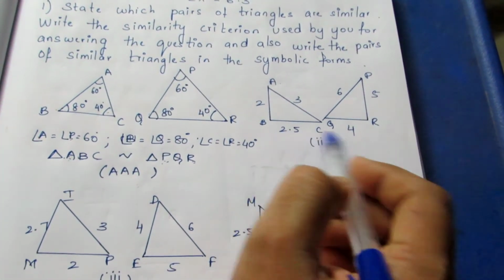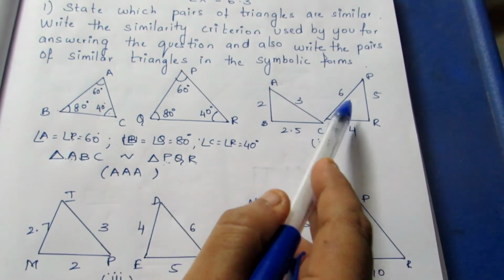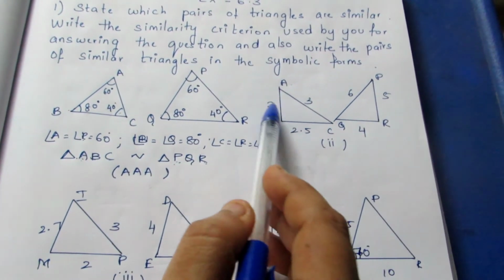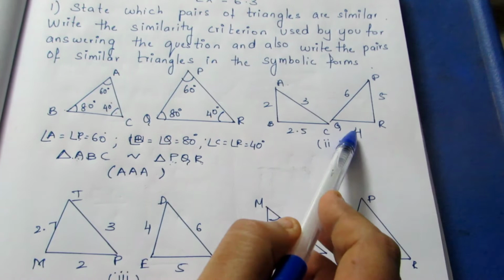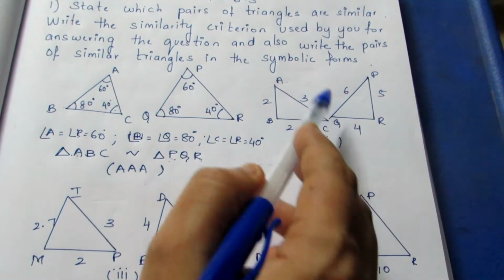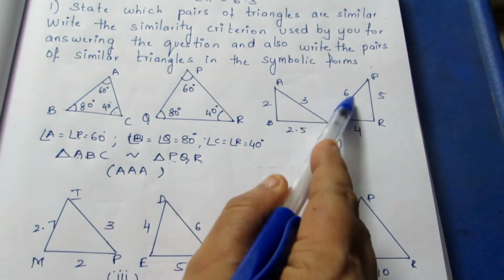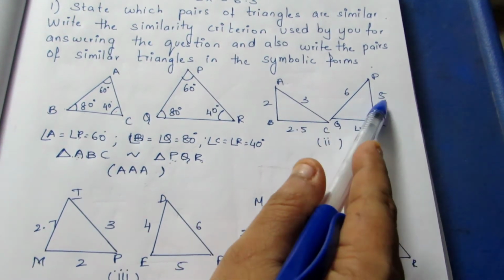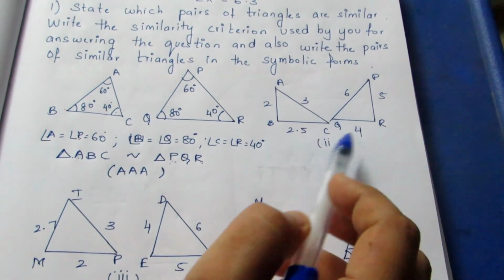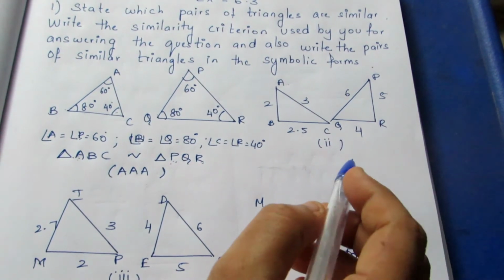The second one, here sides are given. Let me check here 2, 3, 2.5, and 4, 5, 6. We can see if I multiply 2 by 2, 2 twos are 4. Yes, here these 2 are in proportion. That is, it is multiplied by 2. Then everything should be multiplied by 2. We will check 3 into 2 is 6. Yes, 6 is here. 2.5 into 2 is 5, yes, 5 is here. So it is all multiplied by 2. Everything is getting multiplied, so it is similar.